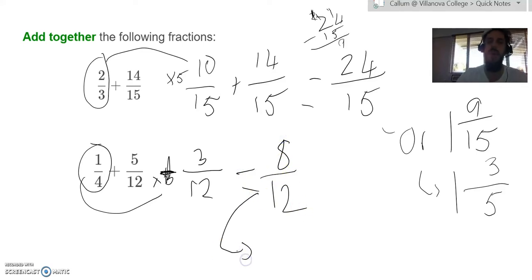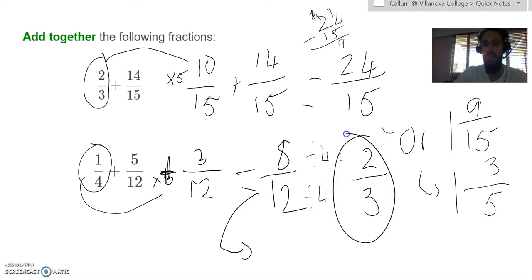And I can simplify that one as well, because if I divide this top number by 4, 8 divided by 4 is 2. And if I do the same to the bottom, 12 divided by 4 is 3. So I know that 8/12 is equal to 2/3, and that's its simplest form. Simplest form just means get it down to the lowest way of describing it as you can.